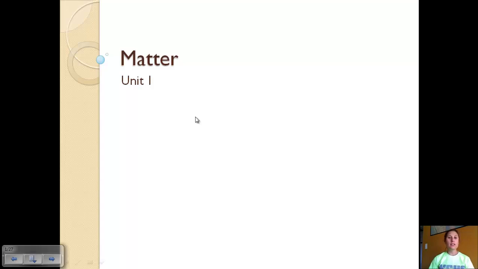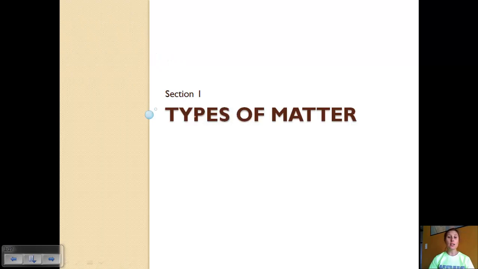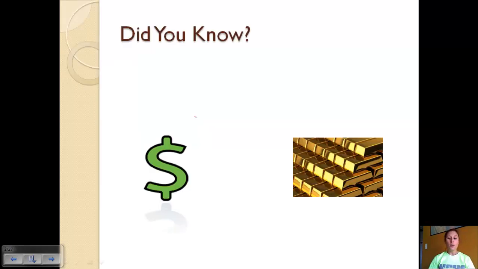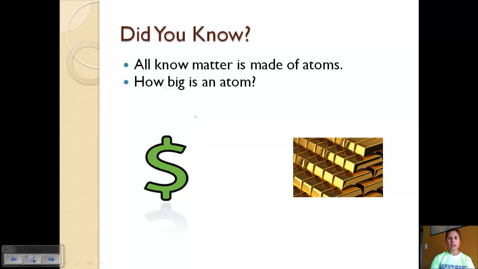Alright, so today we're going to get started with Unit 1, which is all about matter. And today we're going to start the first section, which involves types of matter as well as states of matter. Okay, so we all know that matter is made up of atoms, but how big is an atom? It's kind of hard to tell. We can't see them with our eyes.